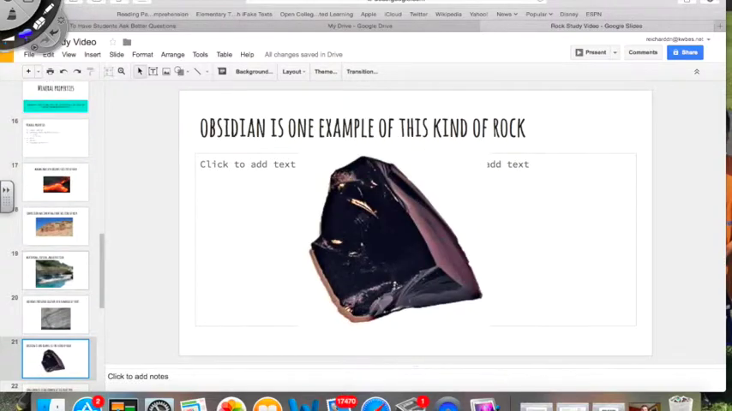Very good. How about obsidian is one example of this type of rock? Think about it. Yes, that would be an igneous rock, and obsidian is formed specifically in the ocean whenever lava or magma makes its way into the ocean. It cools very quickly, and you get the igneous rock obsidian.